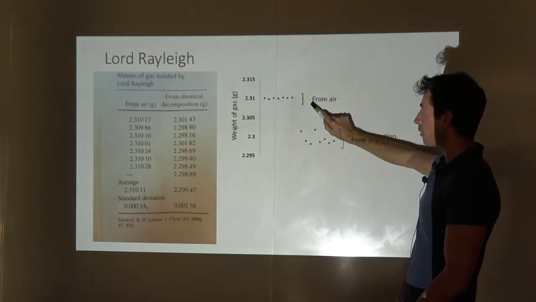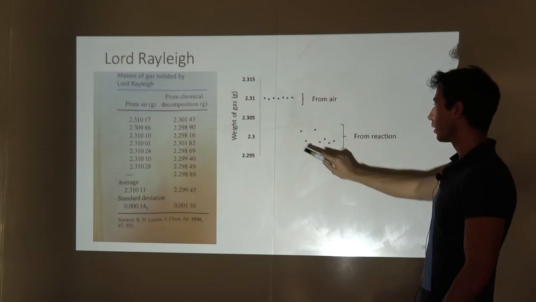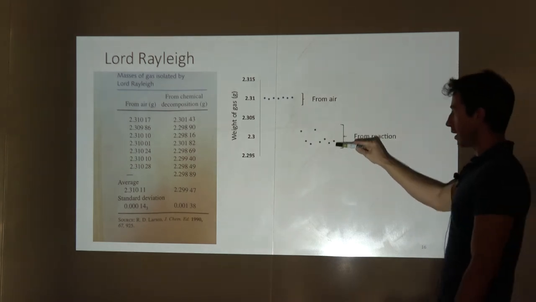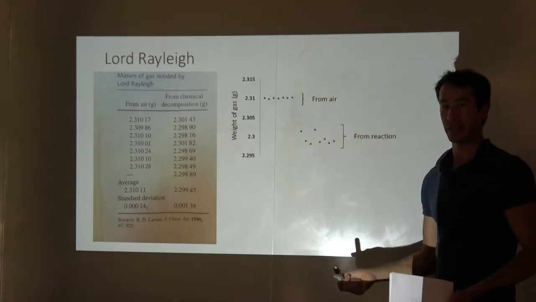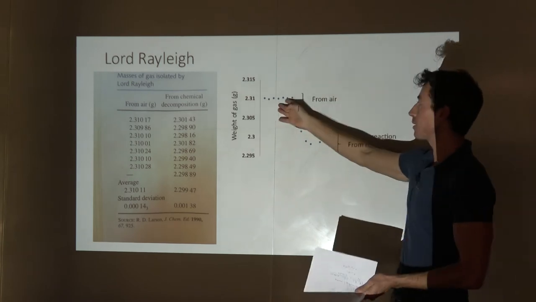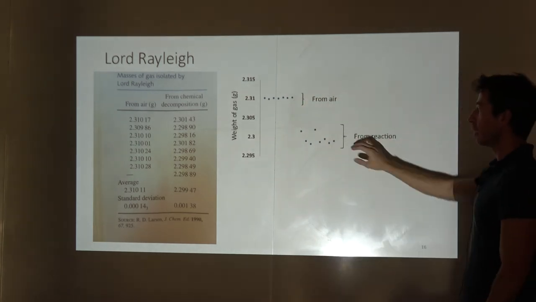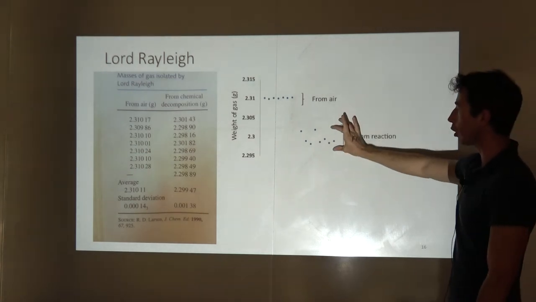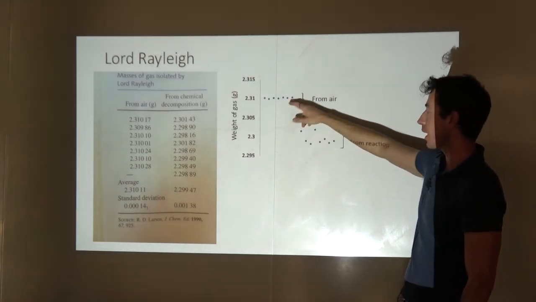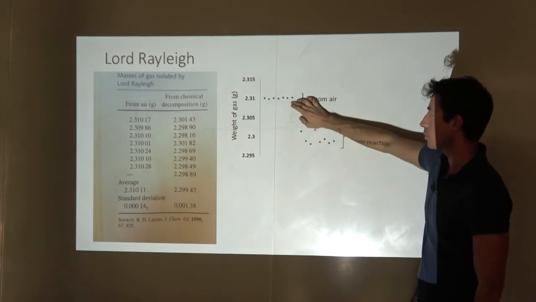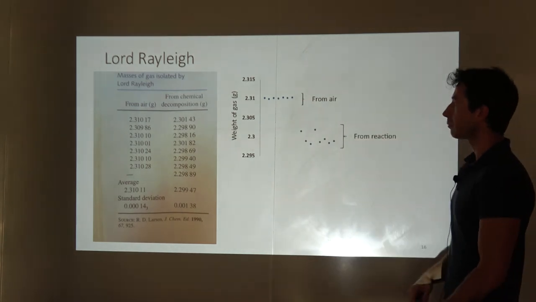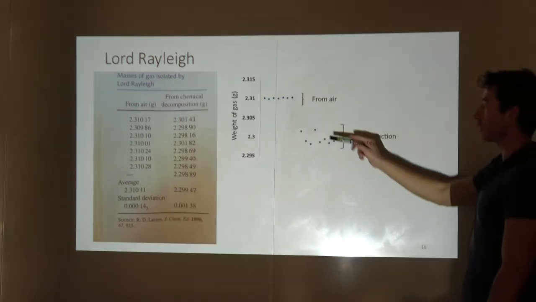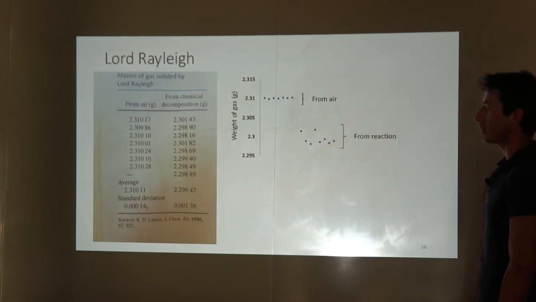From air, he's got a really tight distribution. From the reaction, he had a broader distribution. That kind of makes sense, right? If you're just removing something as opposed to making something, you're going to have more variance when you're making something. So he's got a broader distribution here than from the air. But there's quite a big difference between these two. Well, relatively, right? If we plotted this in terms of milligrams, it would be even more pronounced.